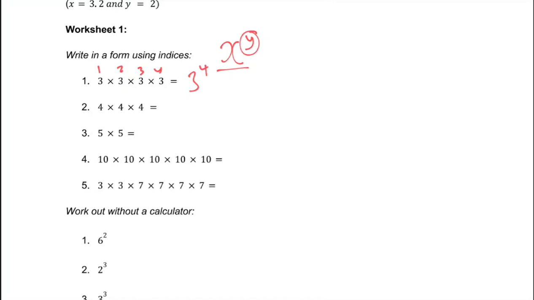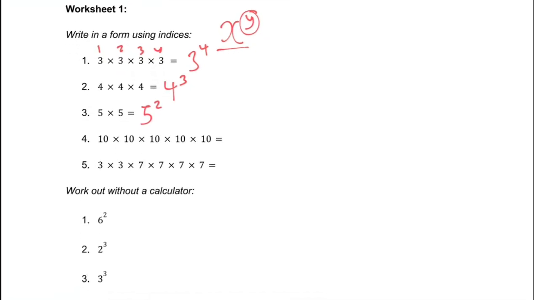And then we have this next one. The base is going to be 4 because that's the number that's being multiplied. And how many times is it being multiplied? That is 3 times. The next one, what's the base? The base is 5. And how many times is it being multiplied? Twice. And then the base of the next one is 10. And how many times is it being multiplied? 1, 2, 3, 4, 5. So that's 10 to the power of 5.